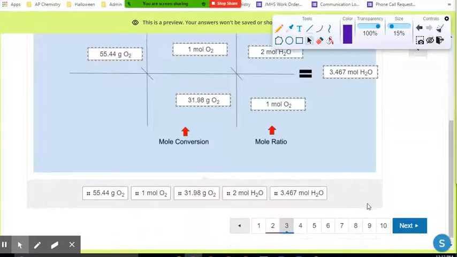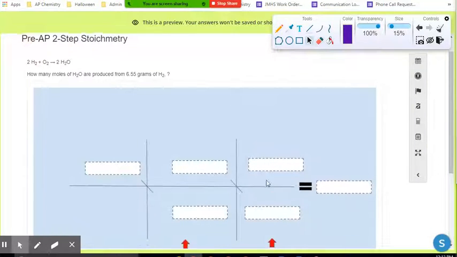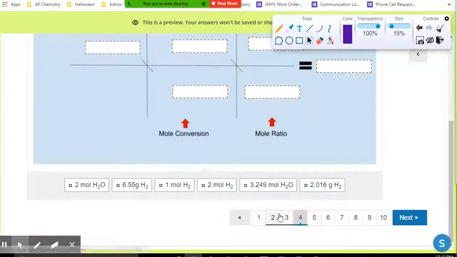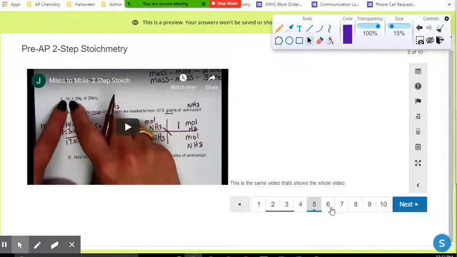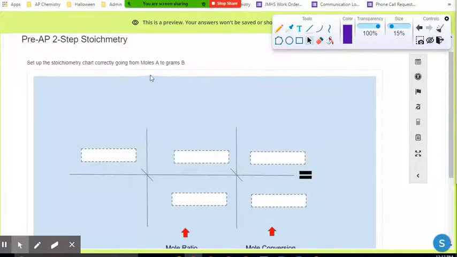So number 4, make sure you come back and do that. You're going to be completing it the same way, so refer to number 3 if you need it. Okay, number 5 is just the video. Number 6 is going to be the other setup. So we have moles of A to grams of B. Okay, so this means we're traveling from moles over to grams.